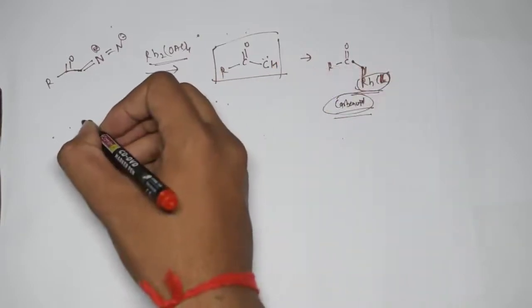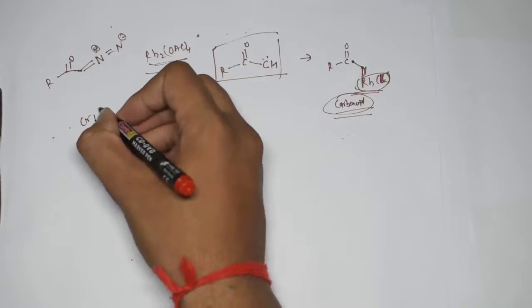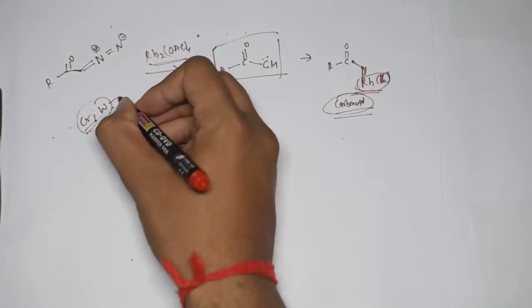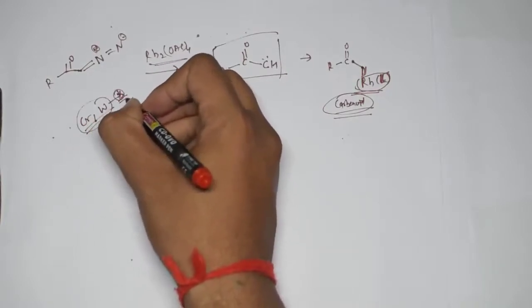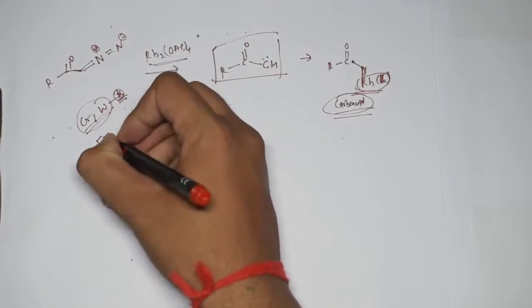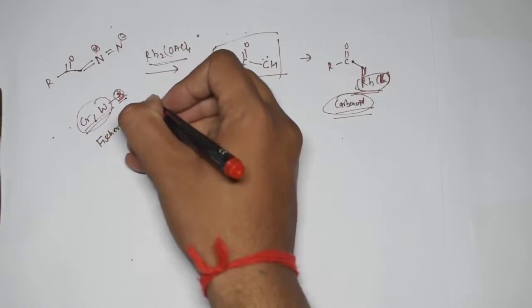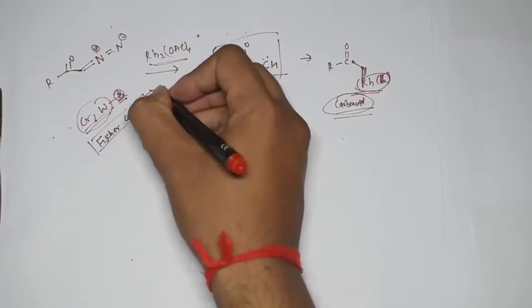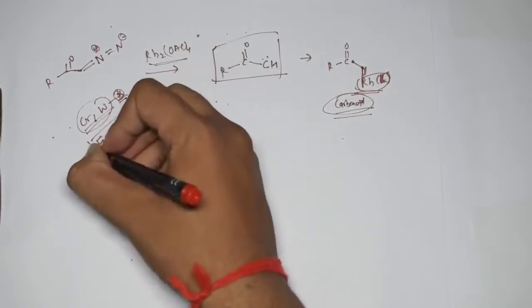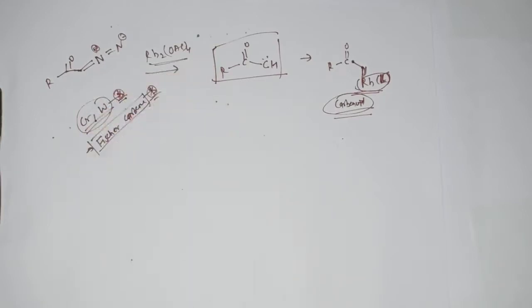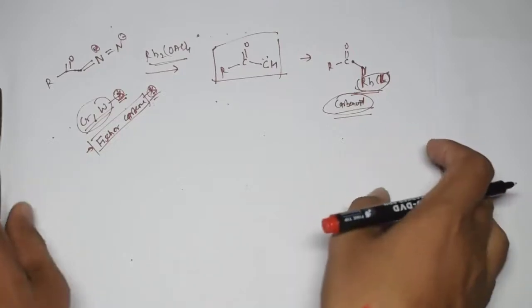If I use chromium or tungsten, in that case the carbenoids are much more stable, and that is an example of Fischer carbene. In organometallic chemistry you will learn about the Fischer carbene and the Schrock carbene. Here we are not going to discuss much about them. Got it? Now let's take one more example.